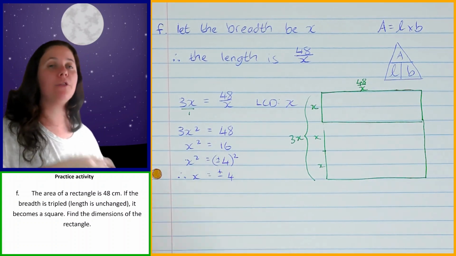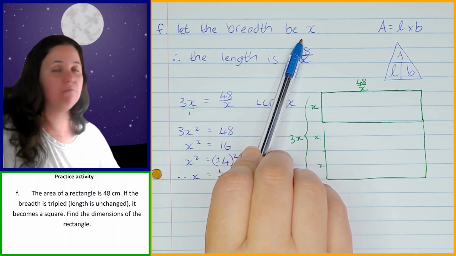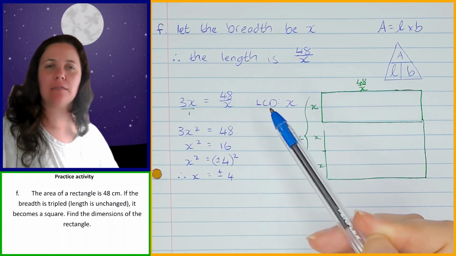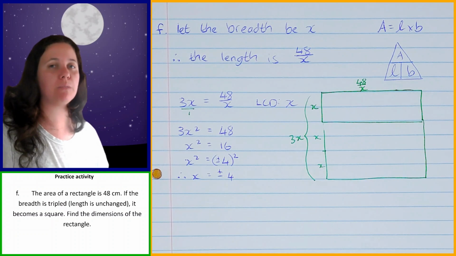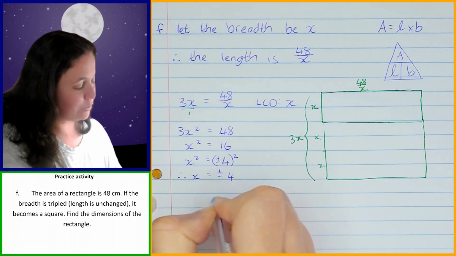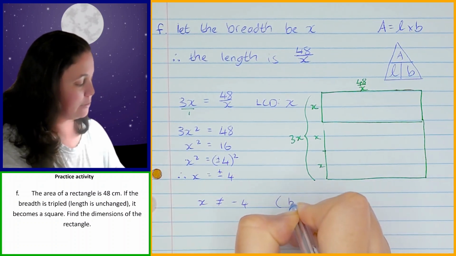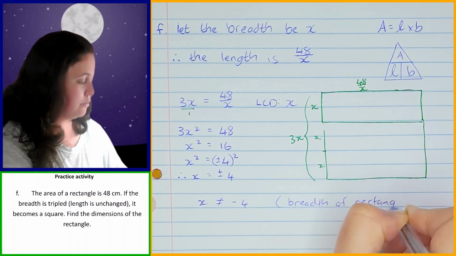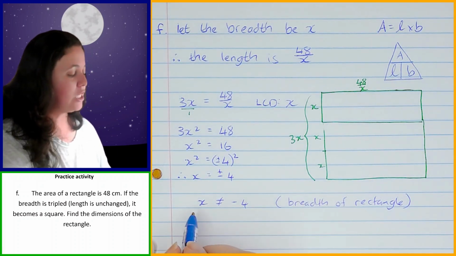Okay, but now let's think about this logically. x is the breadth of a rectangle. It cannot possibly be a negative value. You can't have a negative side of a rectangle. It's not going to work. Okay, so now we can eliminate the negative 4 as a possible solution because it's not realistic. So we can say x cannot be equal to -4, and my reason for that is because it's the breadth of a rectangle. You can't have a negative length of a rectangle or a negative side of a rectangle. Okay, so x can't be -4.